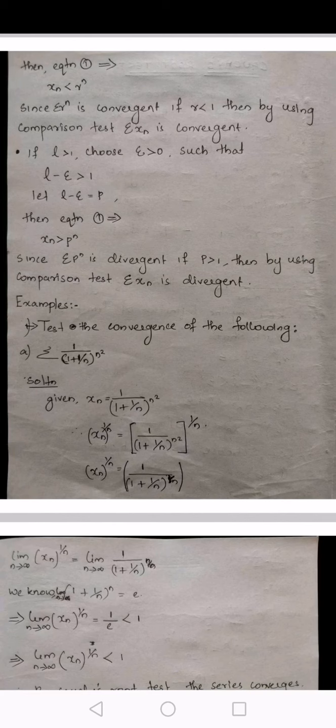We can take xn as 1 by (1 plus 1 by n) whole raised to n square. So when we take xn raised to 1 by n, that equation becomes 1 by (1 plus 1 by n) whole raised to n square, whole raised to 1 by n, which is equal to 1 by (1 plus 1 by n) whole raised to n. N square by n becomes n. So the denominator becomes (1 plus 1 by n) whole raised to n.